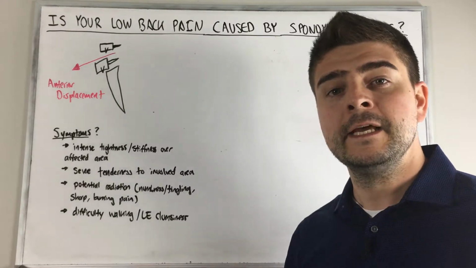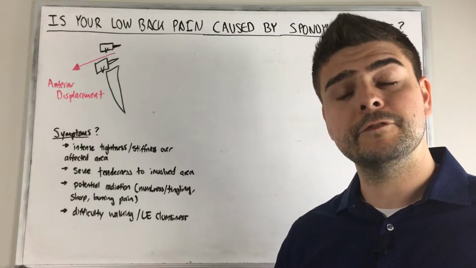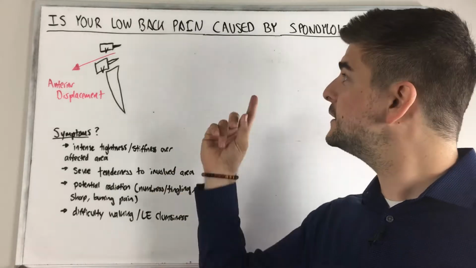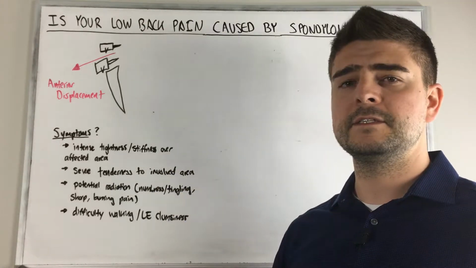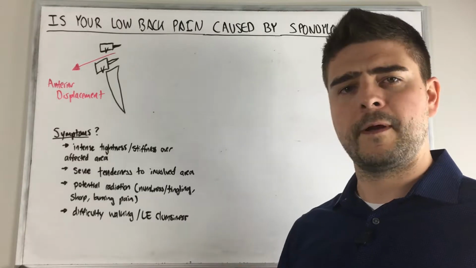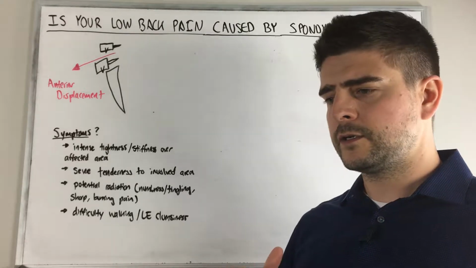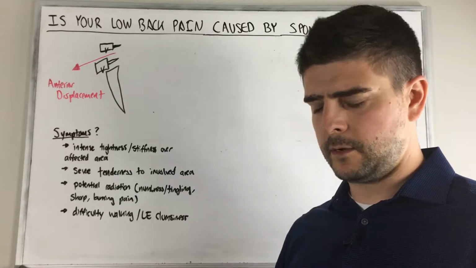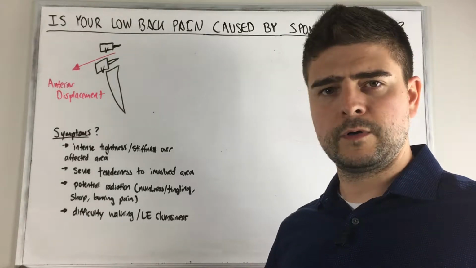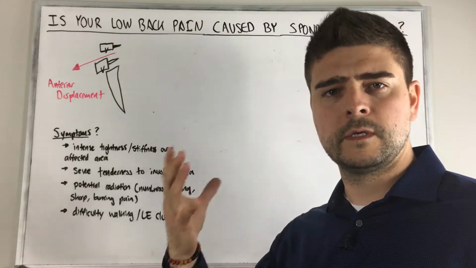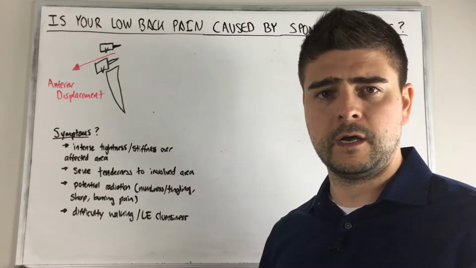Thanks for tuning in. Today we're going to talk about how you can tell if your low back pain is caused by this condition called spondylolisthesis. Now, spondylolisthesis is nothing more than when a vertebrae in your spine starts to slip forward, right? So if you're thinking about your body, it's slipping forward towards your pelvis, towards your chest, or towards your throat, depending on the location of the slippage.